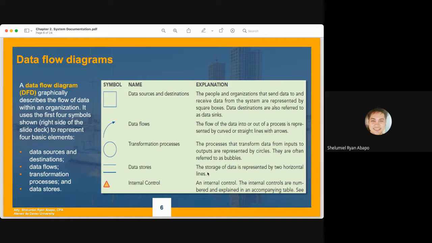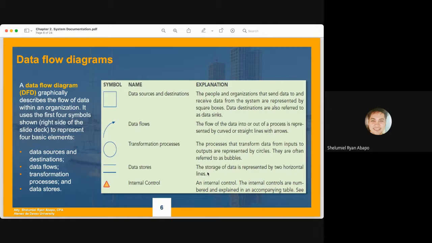Should data come from a source and enter a circle, it means that the circle involves a transformation. This will pertain to the process that transforms data from input to output. And we sometimes call this one the bubble. Now, if you have two lines that are parallel with each other, where the bottom line is bold, we call them data stores, meaning the data that rests there will no longer be transferred, meaning it will no longer have an arrow because it's already the storage. It is the end point of that particular data.